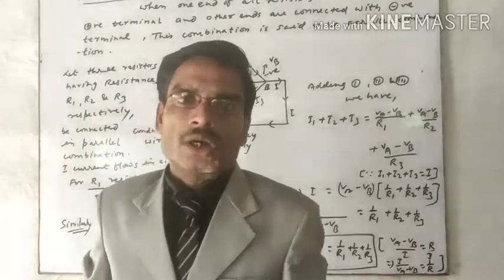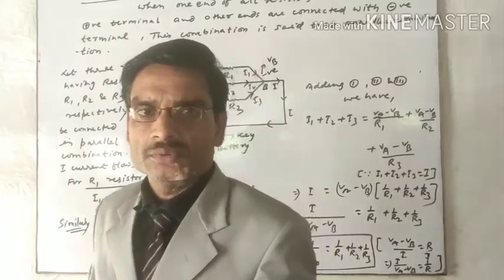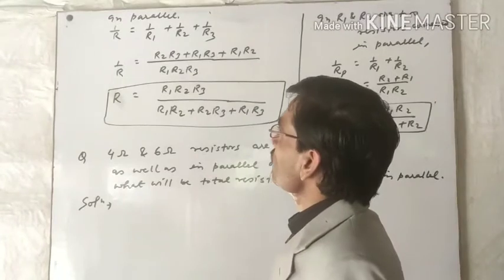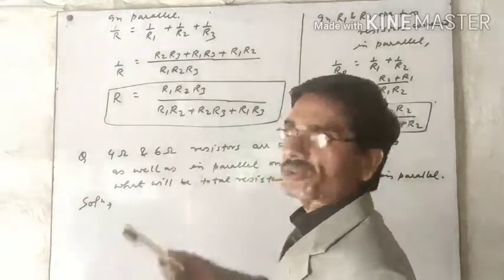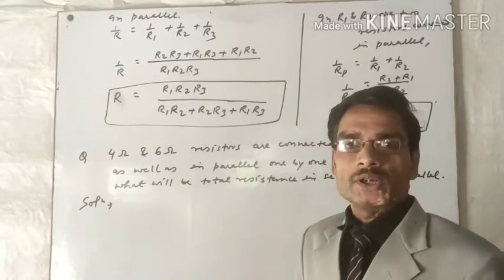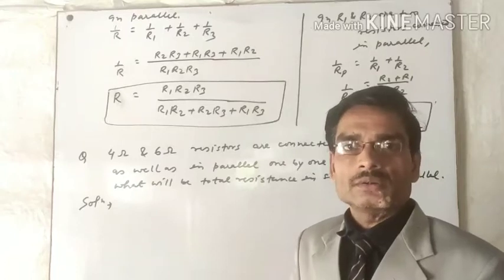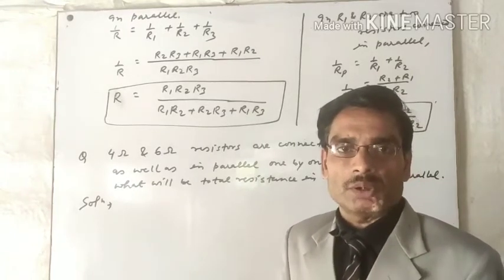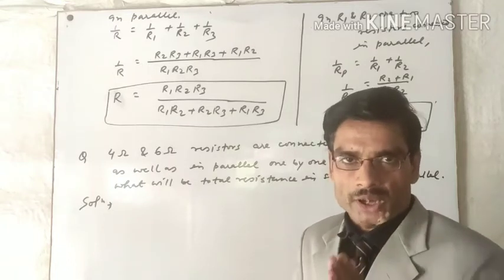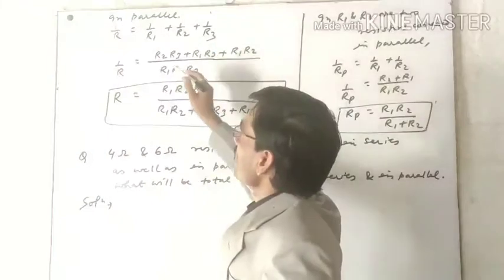Students, I will again come within a very short period of time. Now children, we consider these facts. A few minutes back you got the information: when three resistors are connected in parallel combination, then the resultant resistance will be 1 by R equals 1 by R1 plus 1 by R2 plus 1 by R3. I have already written here.